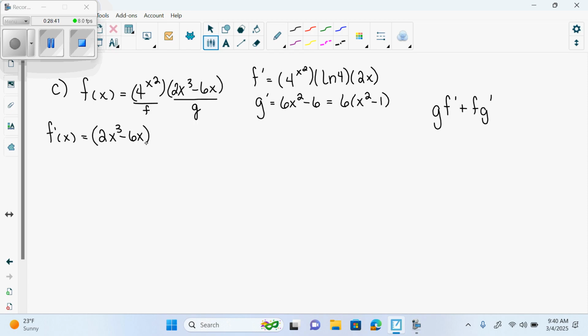So f prime of x is going to be g times f prime. So that's one term, gf prime, that's one term, correct? Because they're multiplied together. Plus f times g prime.